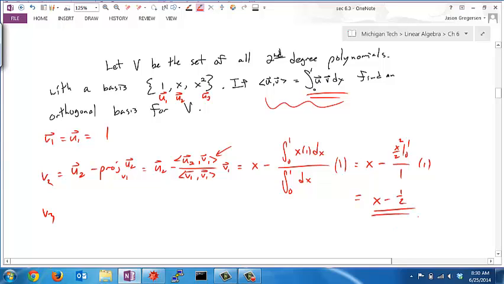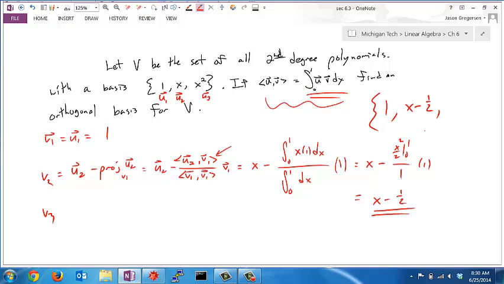And so this becomes my V2 vector. This is the second basis vector for my new basis. So I'm generating my set of orthogonal bases. So far I have 1, and my next one is X minus 1/2. And I would go on to generate V3 the same way I generated it before. It would be U3 minus the projection of U3 onto V1 plus the projection onto V2. And I would just calculate those inner products using this definition.